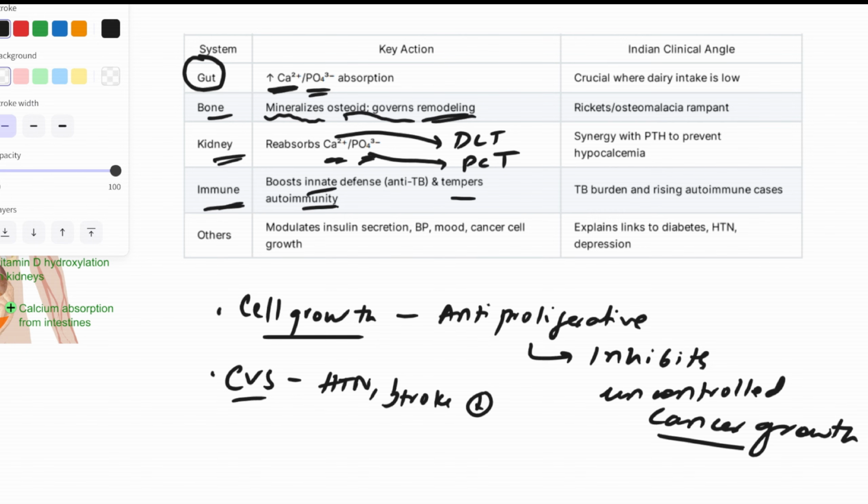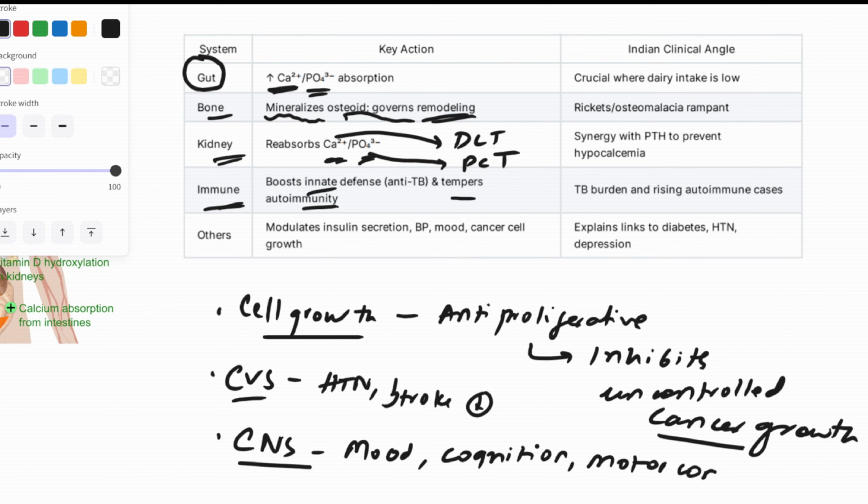Then there's brain function and neuroprotection. VDRs are found extensively in the brain, including areas involved in mood, cognition, and motor control. Vitamin D has been implicated in neurodevelopment, neuroprotection, and maintaining cognitive function throughout life. Deficiency has been linked to depression, cognitive decline, and an increased risk of neurodegenerative diseases like Alzheimer's disease and Parkinson's.